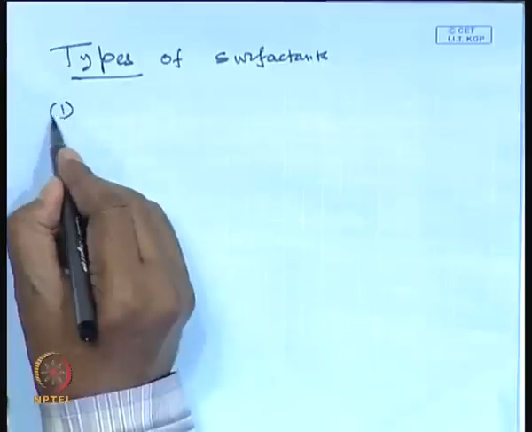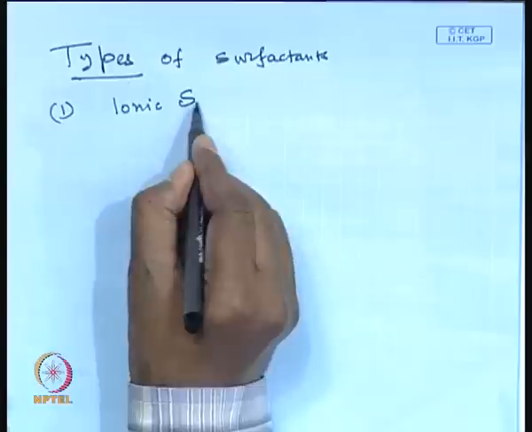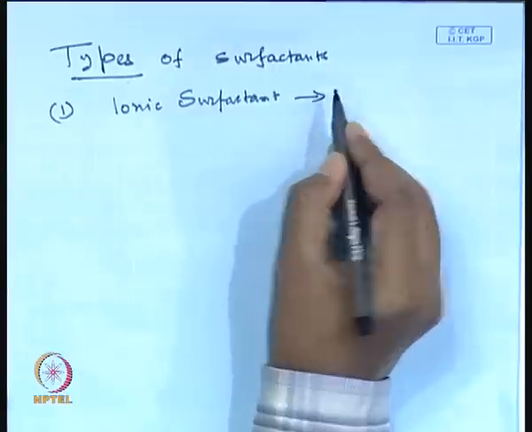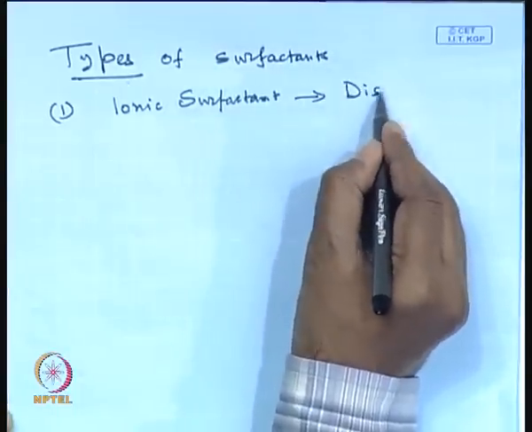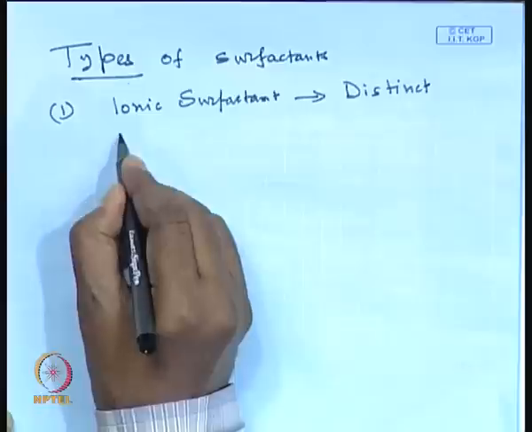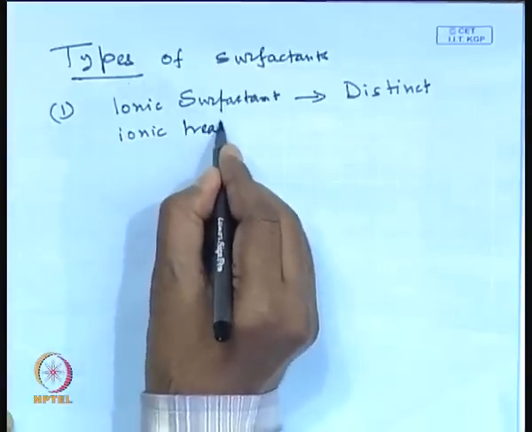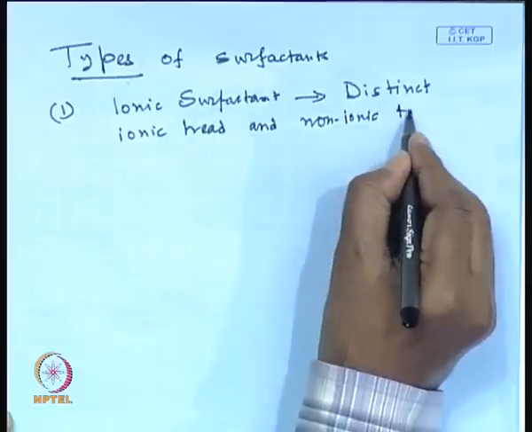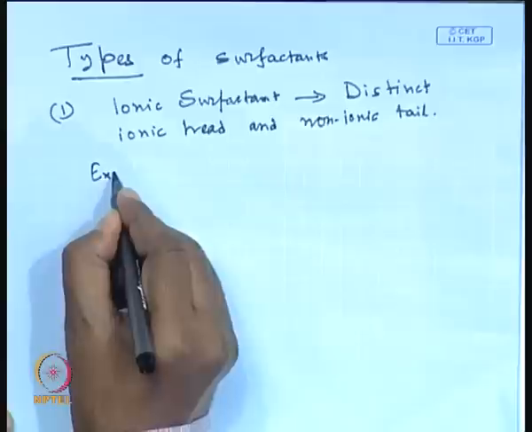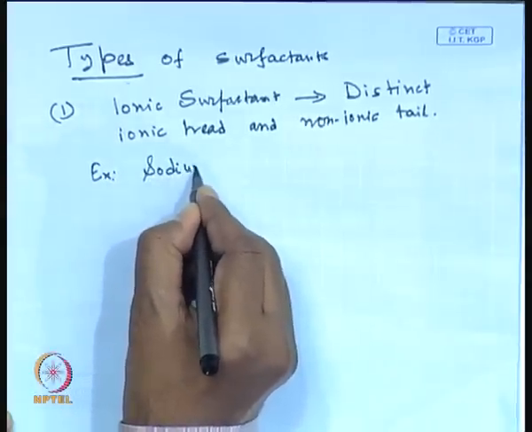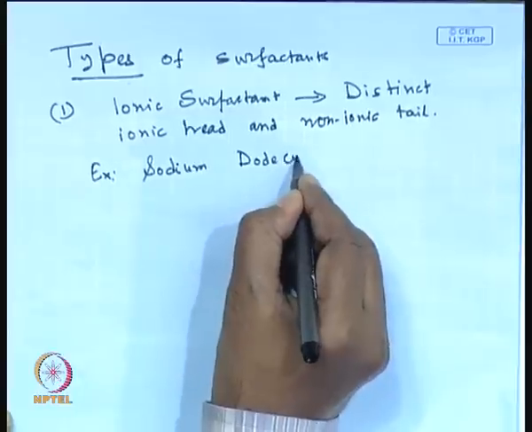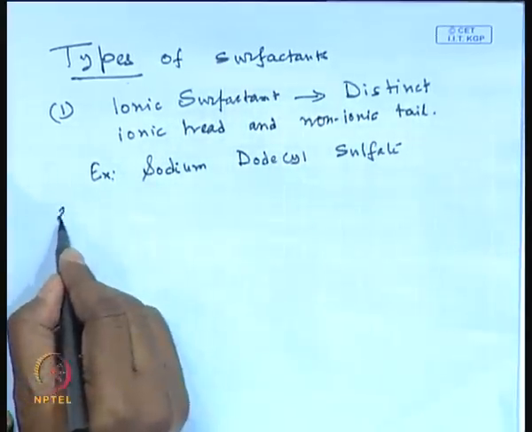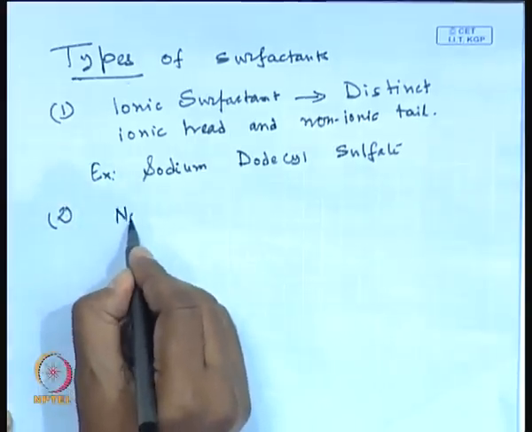Types of surfactants. The first one is ionic surfactant. They have a distinct ionic head and a non-ionic tail. The examples are sodium dodecyl sulfate and cetyl pyridinium chloride.